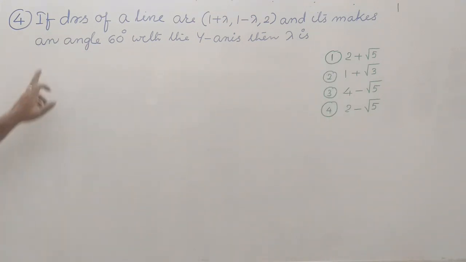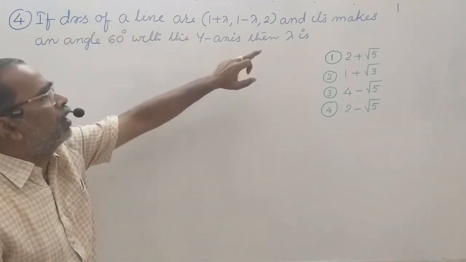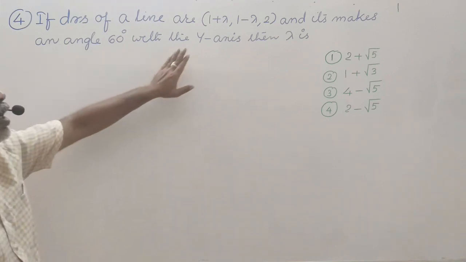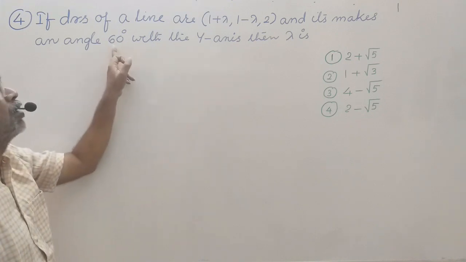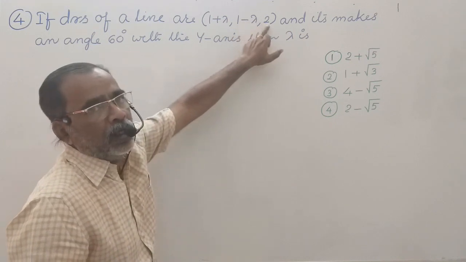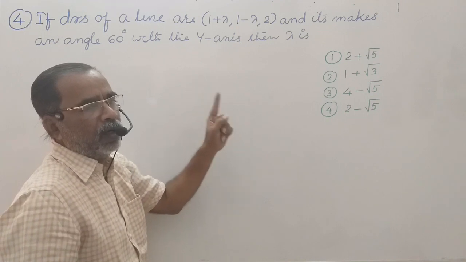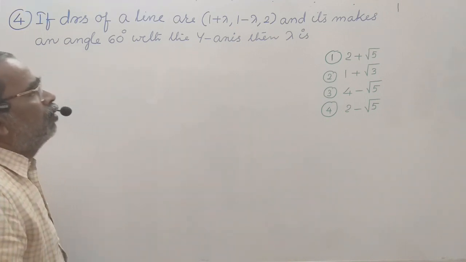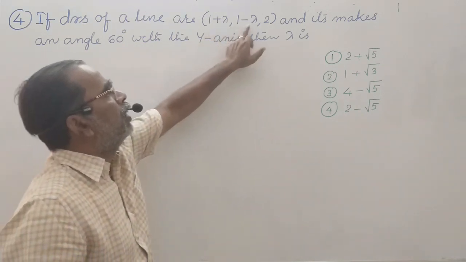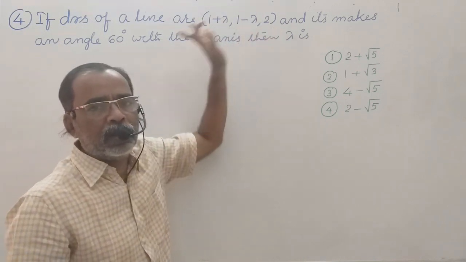See now, next question number 4. If DRs of a line are given and it makes an angle 60 degrees with the y-axis. So the angle made by a line with the y-axis is given as 60. That means it is beta. These are DRs. If you transform them into DCs, then they will be cos alpha, cos beta, cos gamma. We know how to transform DRs into DCs, dividing these three numbers by under root of a square plus b square plus c square.